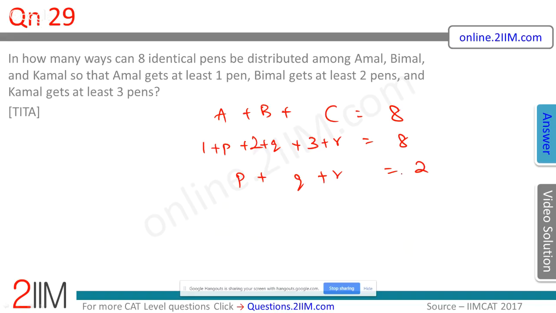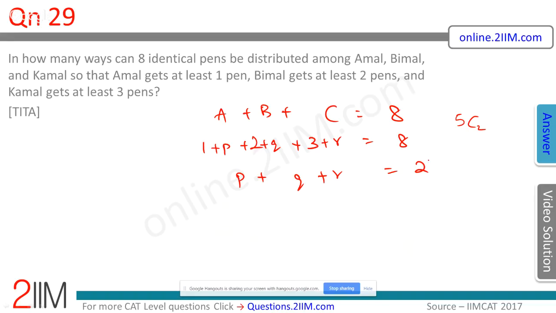That's what we are saying here. Amal gets at least 1. You can get exactly 1. How many ways are there of P plus Q plus R being 2 where these 3 can be 0? We can do a simple count, or we can eliminate the 0 possibility, then increase this to 5. It's 5C2 is what we are looking at finally, I think.